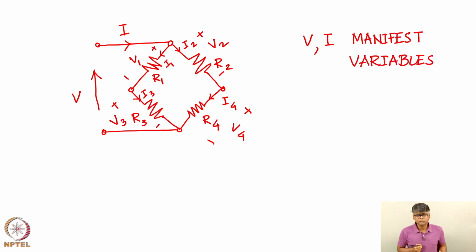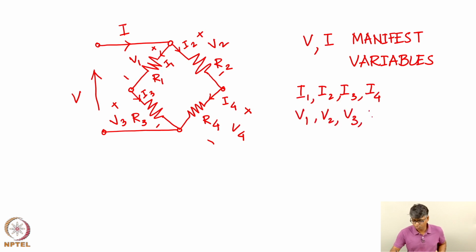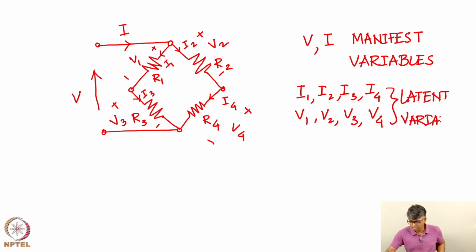Manifest variables. But I have these several other variables, in fact 8 other variables, namely I1, I2, I3, I4, and I have the corresponding voltages or voltage drops. These 8 variables will be called latent variables. These are important only as far as writing the equations for the system is concerned. For the equations they are important, but for the behavior they are not.